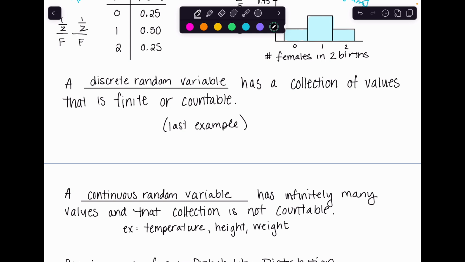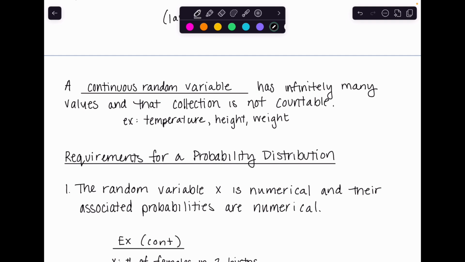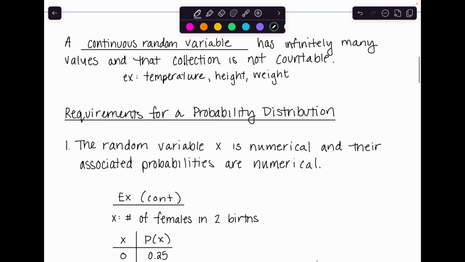So for now, we're gonna start working with discrete random variables, but we will get into continuous later on. So when we're dealing with this probability distribution, there are gonna be some key requirements that we have to satisfy for it to be a probability distribution. So the first is that the random variable X is numerical and all of the associated probabilities are also numerical. So we're going to show this is satisfied with this same example of the number of females in 2 births.